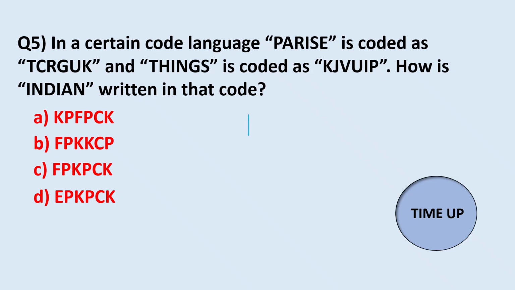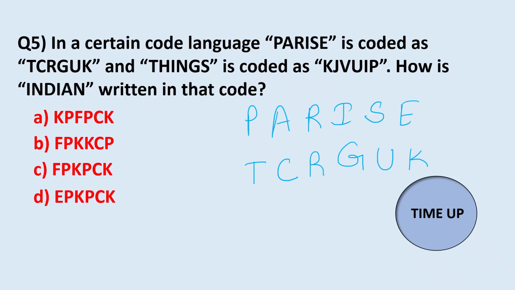See, PARISE is coded as T C R, G U K. So what do you think? What can be the logic here? See, if you look properly, they have divided this into two parts, and what they have done is P plus 2 to get R. R plus 2 will give you T.